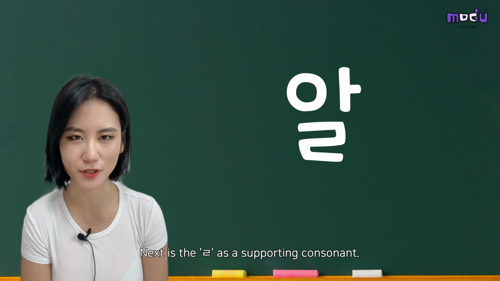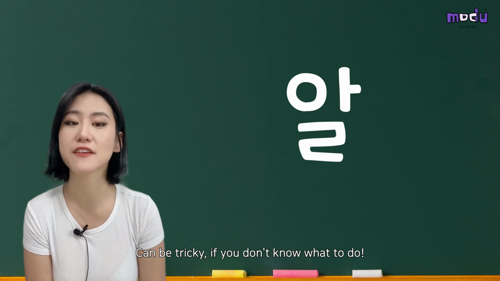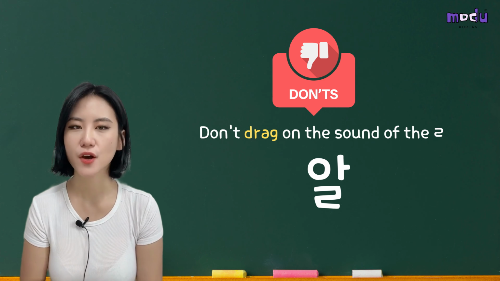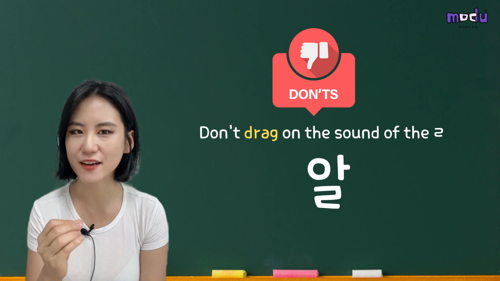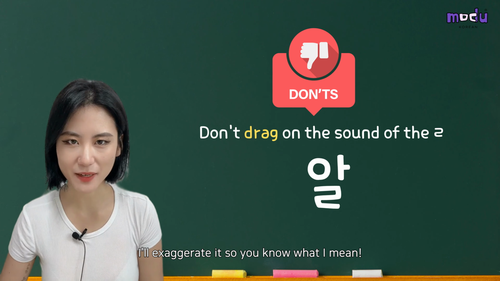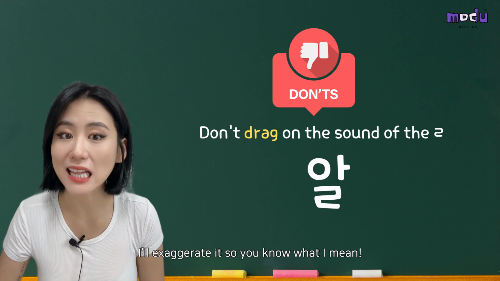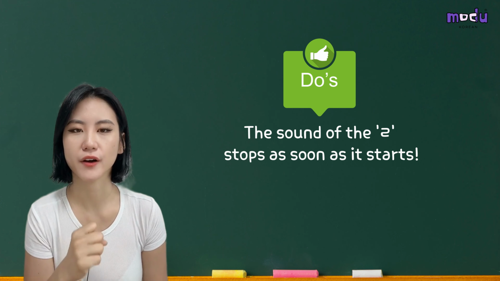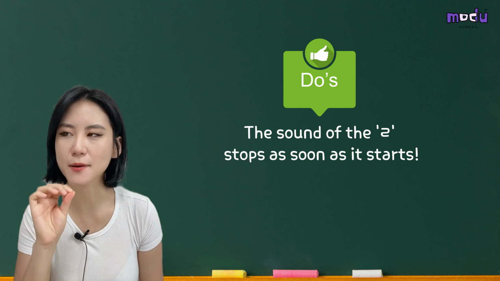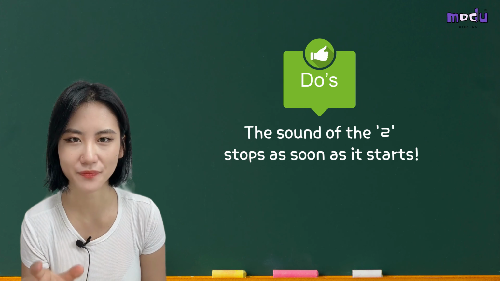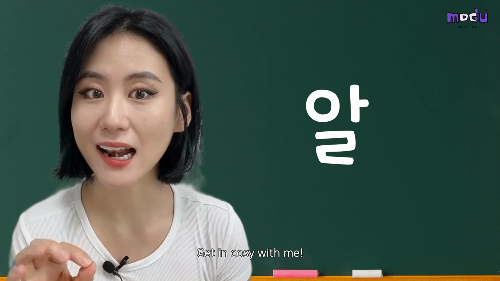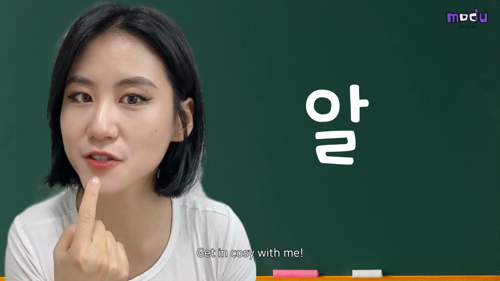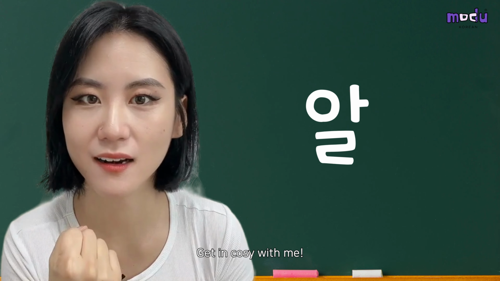All right, let's pick it up again. The L as a supporting consonant. Now this can be a tricky one if you don't know the rule. So when the L is a supporting consonant, what you want to do is not drag on that sound of the L. Okay, so what we mean by that is we're not going al, right? We're not dragging that sound on. It's not al. We're going to get to the L sound and stop pretty much as soon as you're there. Cool? So it's al. Notice how I've stopped vocalizing pretty much as soon as my tongue comes up. Watch. Al. Al.